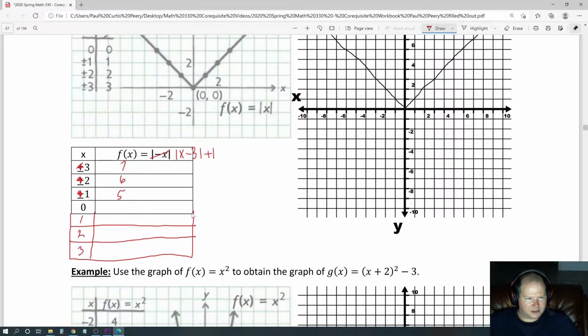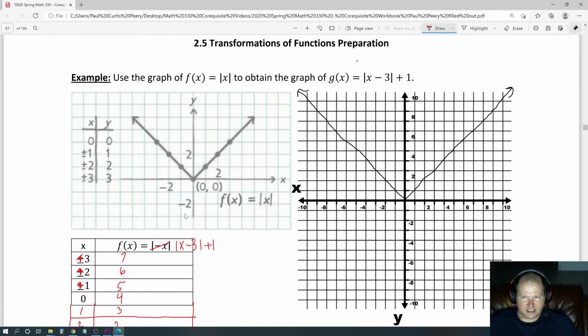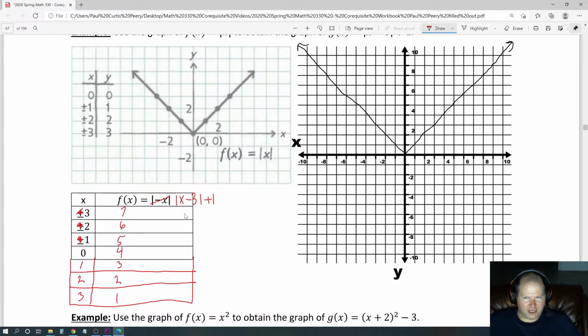And so on and so forth, right? So 0, 0 minus 3 is negative 3. Absolute value of negative 3 is positive 3. Positive 3 plus 1 is 4. 1 minus 3 is negative 2. Absolute value of negative 2 is positive 2. Positive 2 plus 1 is 3. And hopefully you see the pattern now. 2 minus 3 is negative 1. Absolute value of negative 1 is positive 1. Positive 1 plus 1 is 2. And 3 minus 3 is 0. 0 plus 1 is 1. So on and so forth. I probably don't have enough points there, but hopefully you get the point that was being made there. Okay, so let's see what this looks like.